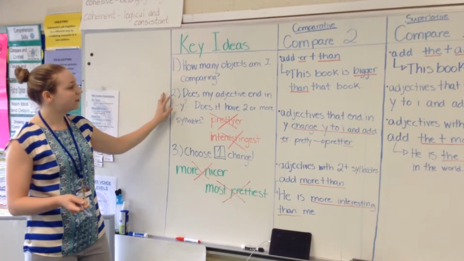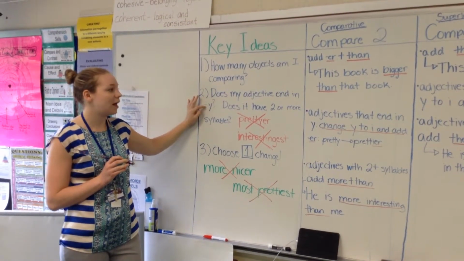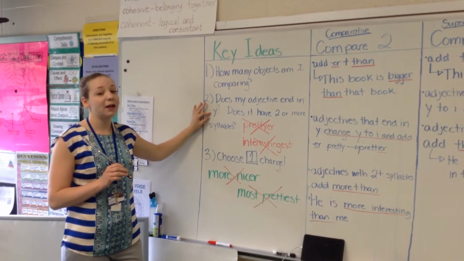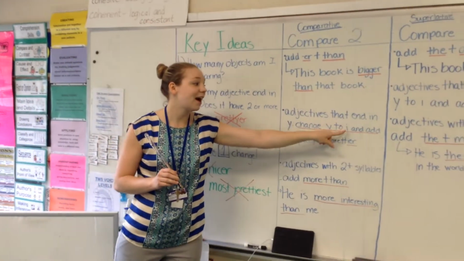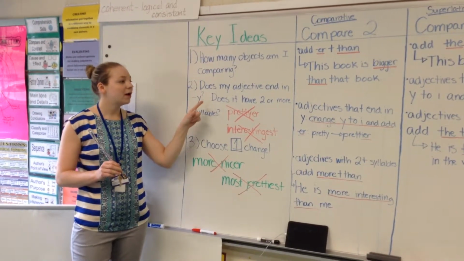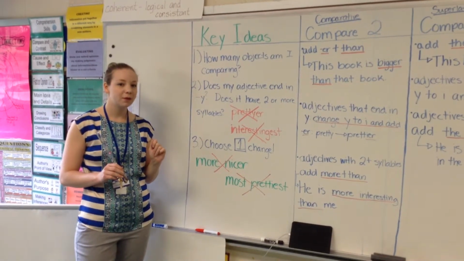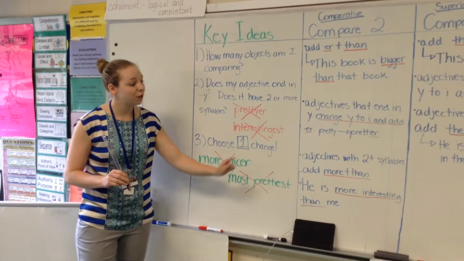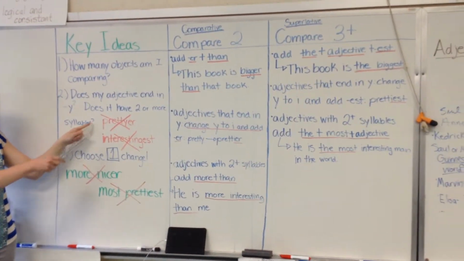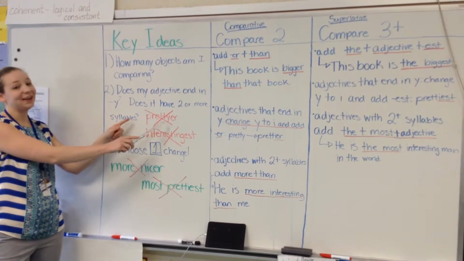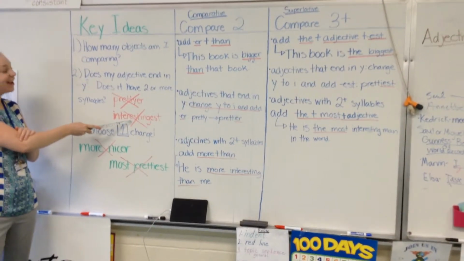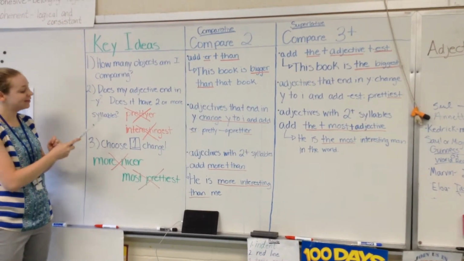Number 2, does my adjective end in the letter Y? Obviously, this is more important if you are writing, but if you are writing, remember, change that Y to I and add ER. Next, ask yourself, does my word have 2 or more syllables? If it does, remember you're going to say more interesting or most interesting. You'll not say prettier with YER. You will not say interestingest. Whew, that's hard to even say. So always keep these things in mind.